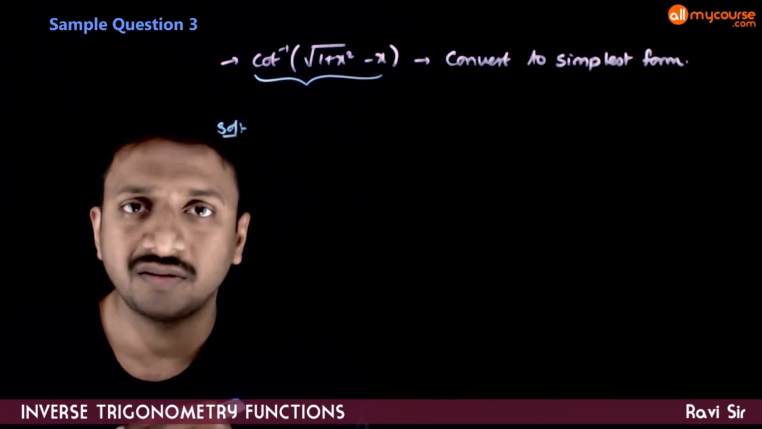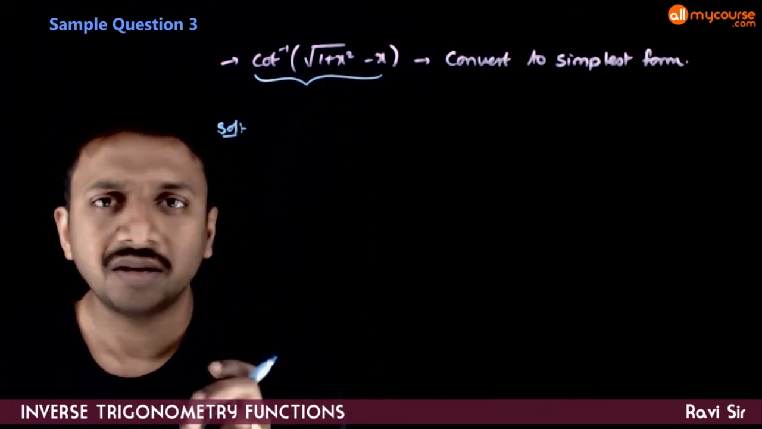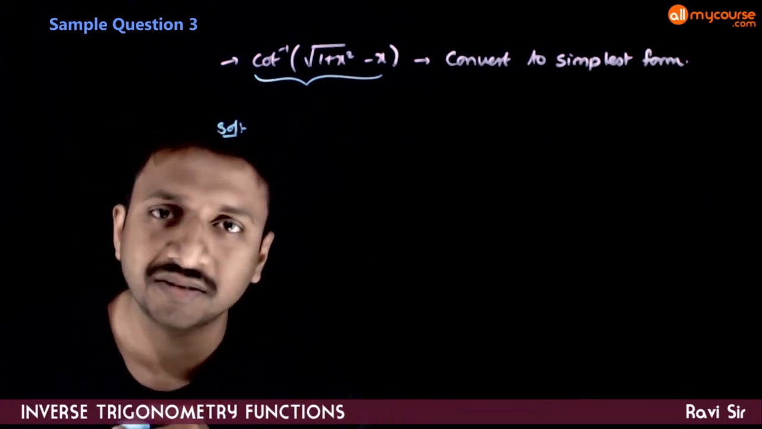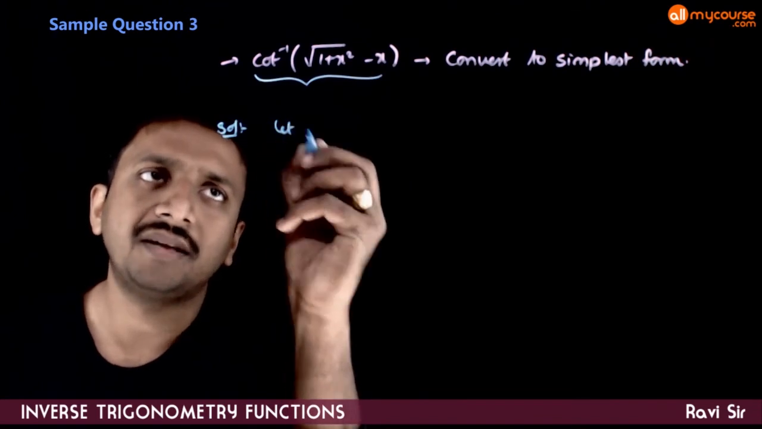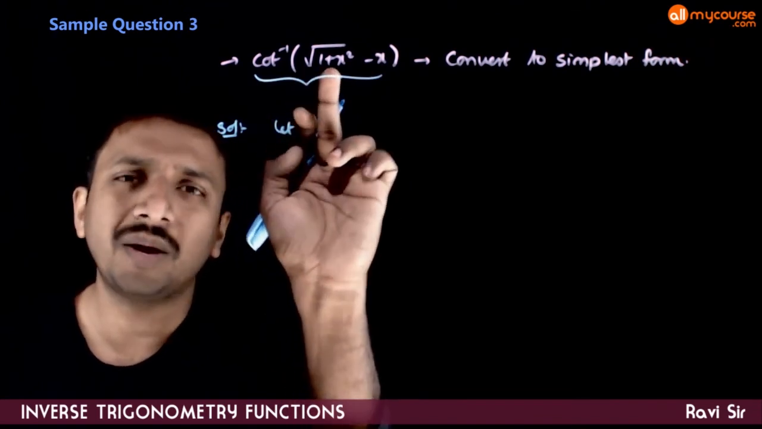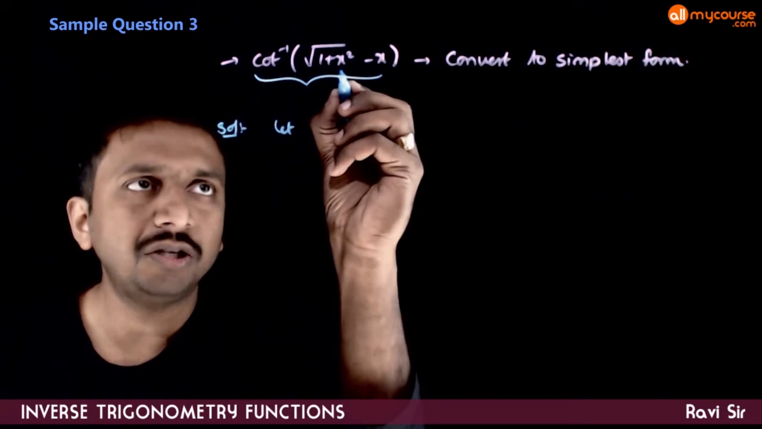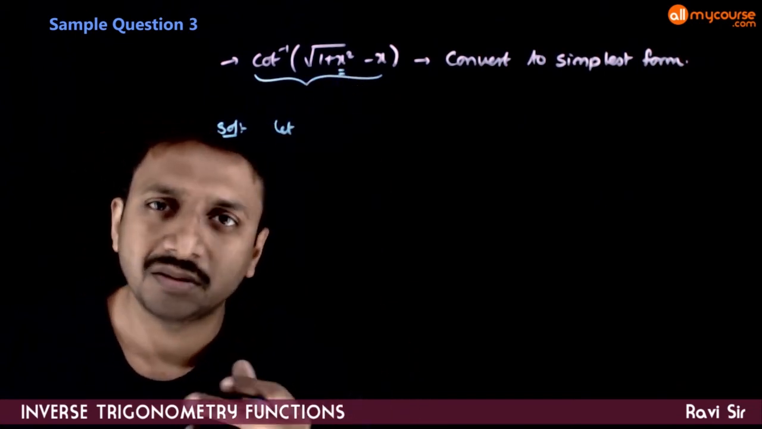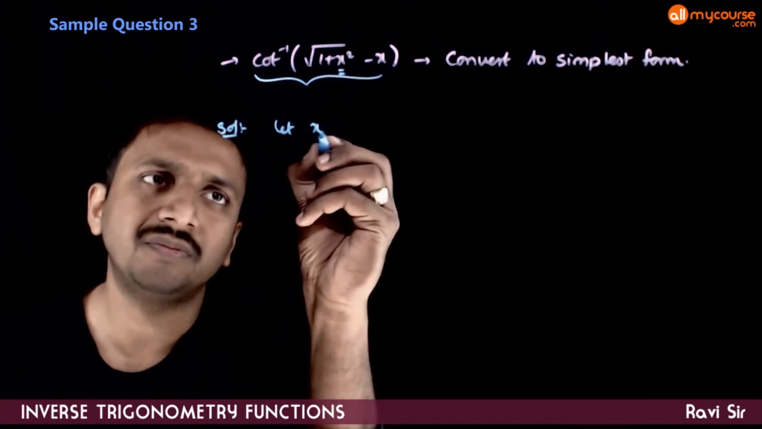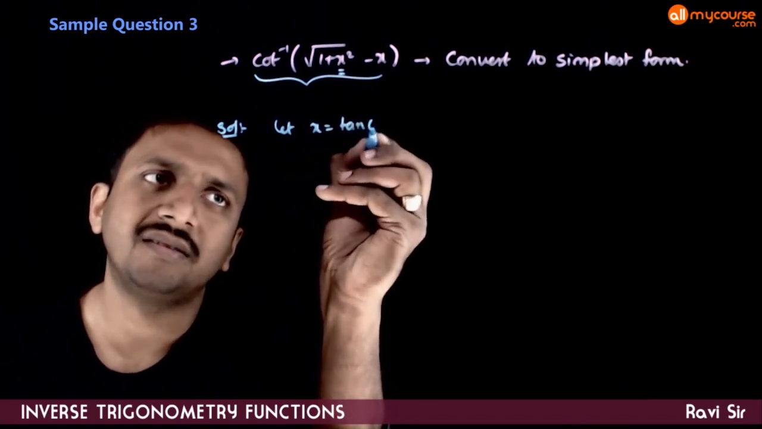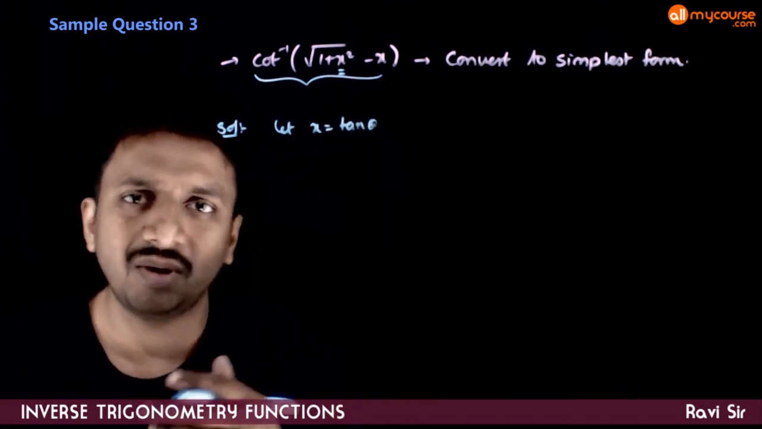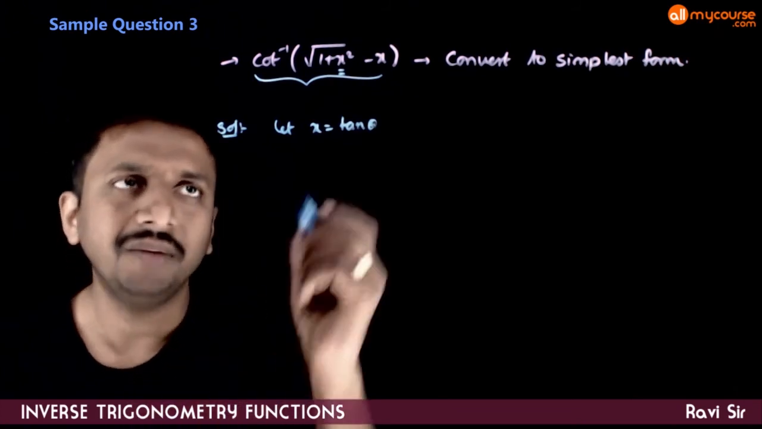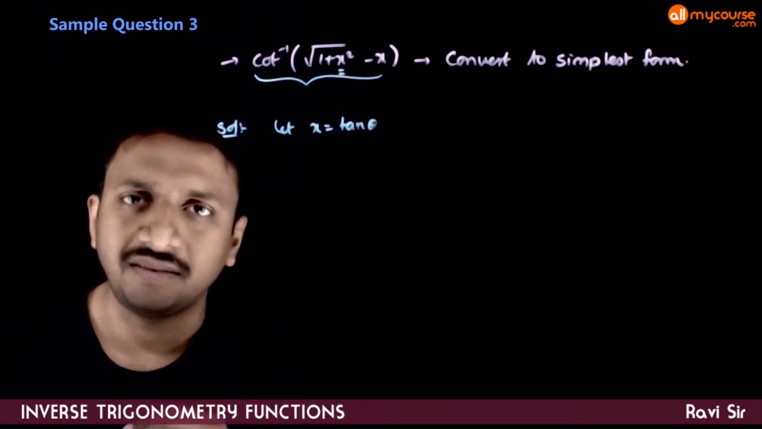So how do we do this? The standard process, we use trigonometric identities. So you have root of 1 plus x square. What should you substitute in the place of x so that the root can be removed? So I'll substitute x is equal to tan theta. You can as well substitute x is equal to cot theta also. Okay. So let x is equal to tan theta.